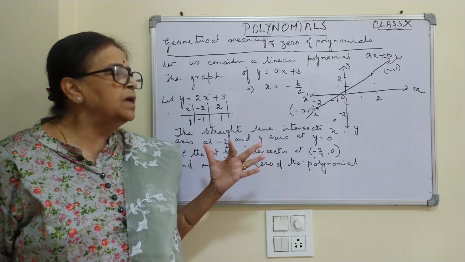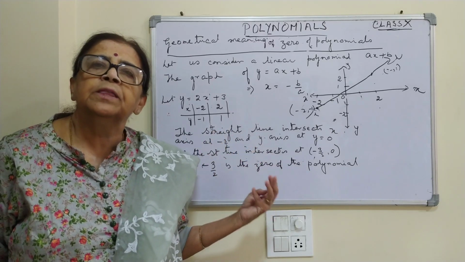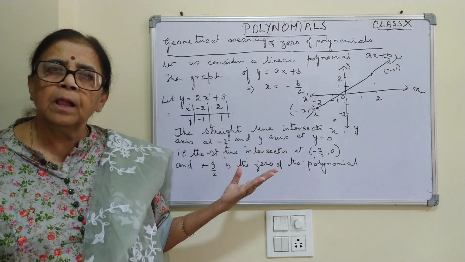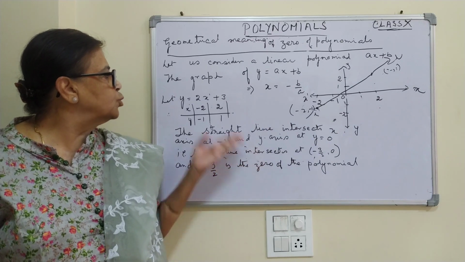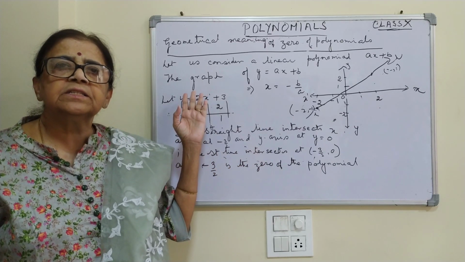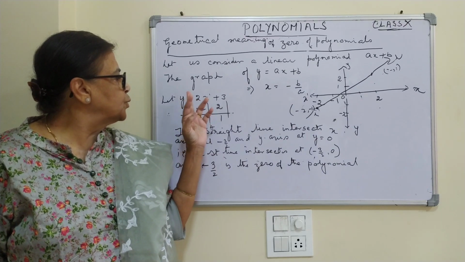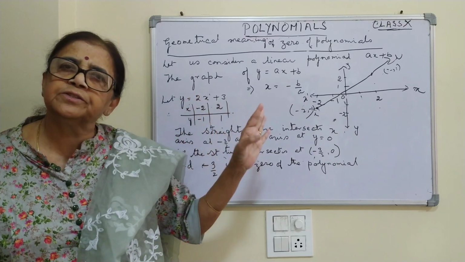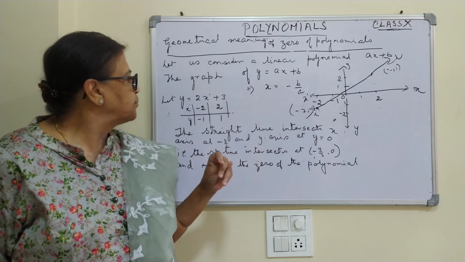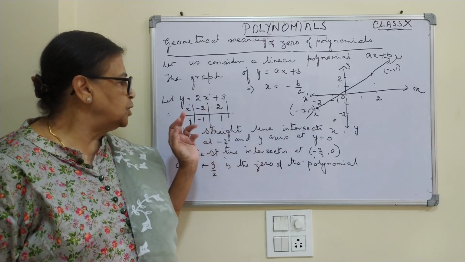Zero of the polynomial means for that value, the polynomial becomes 0. We substitute minus 3 by 2 here. That is, we have 2 times minus 3 by 2. The 2 cancels. Minus 3 plus 3 is 0. So the value of the polynomial is 0.